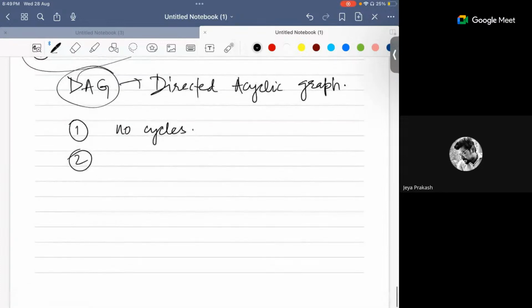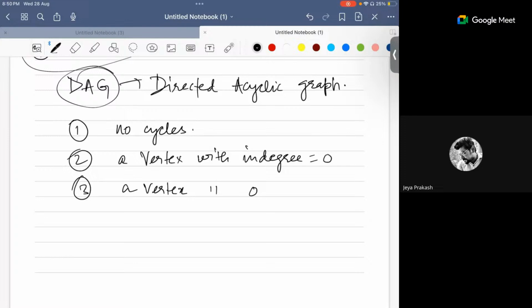And in the DAG, whether the degree will be defined, or in degree or out degree. If it's a directed graph, I told you in the starting, for a directed graph there's no concept of degree. There's an in degree and out degree, okay. So any DAG you can think of will have at least one vertex with in degree equal to 0, okay, and a vertex with out degree 0.